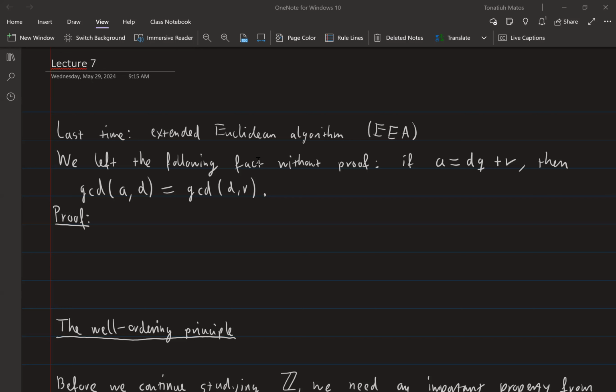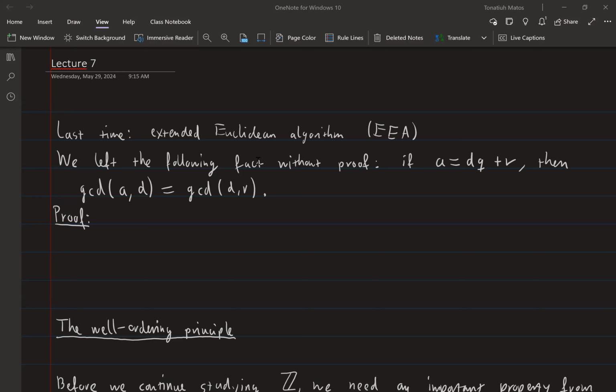And the statement that makes the extended Euclidean algorithm work is the fact that if you have a number a and you divide it by a number d using the quotient remainder formula, then finding the greatest common divisor between the numbers a and d is the same as computing the GCD for d and r, as you can see in the statement of the theorem, the way I wrote it down.